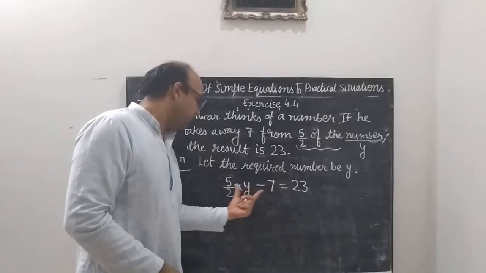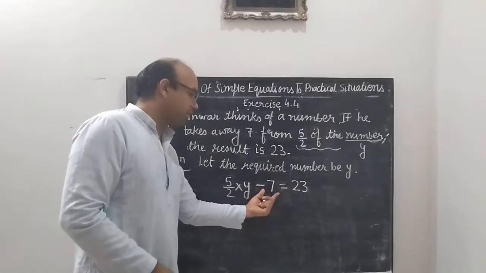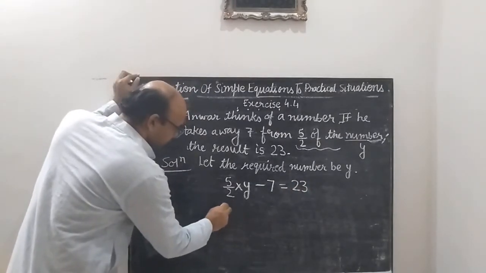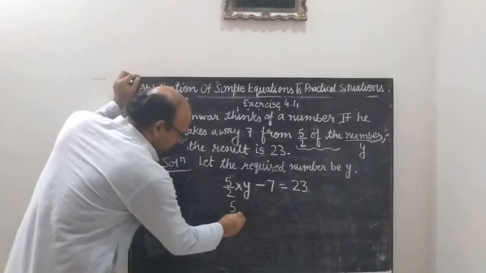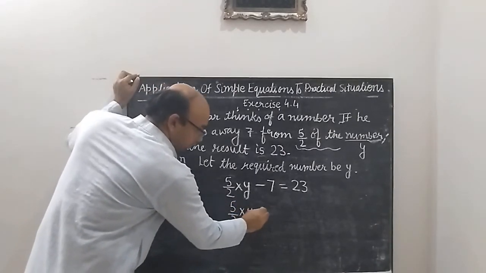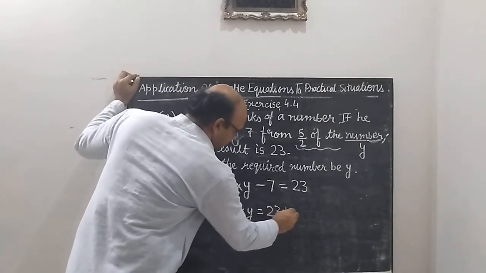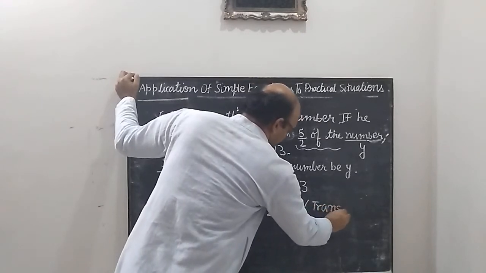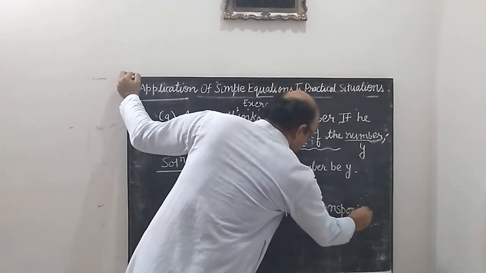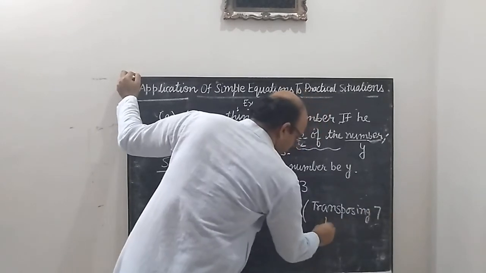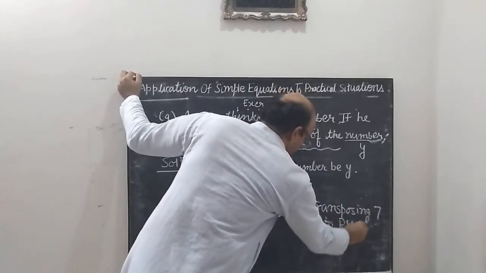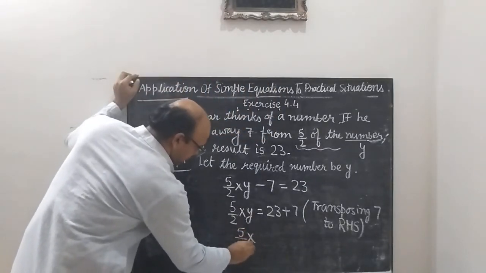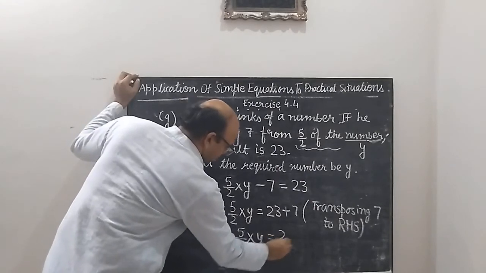The first step is basically, because this is multiplication, this is a single term, and we have to keep the variable on one side. So we transpose 7 to the other side. So 5 by 2 into y is equal to 23 plus 7, and what we write is transposing 7 to RHS. So we get 5 by 2 into y is equal to 30.